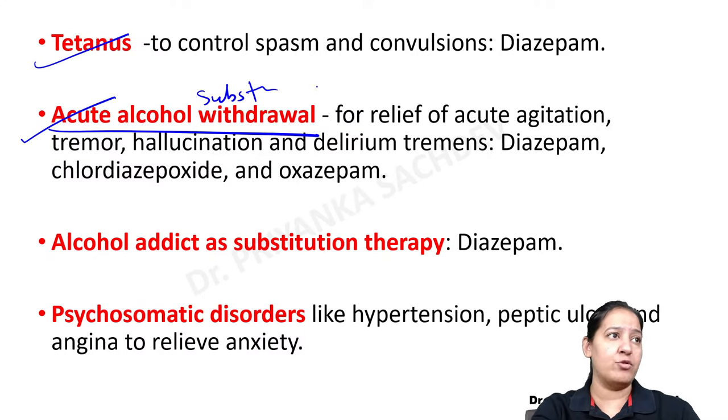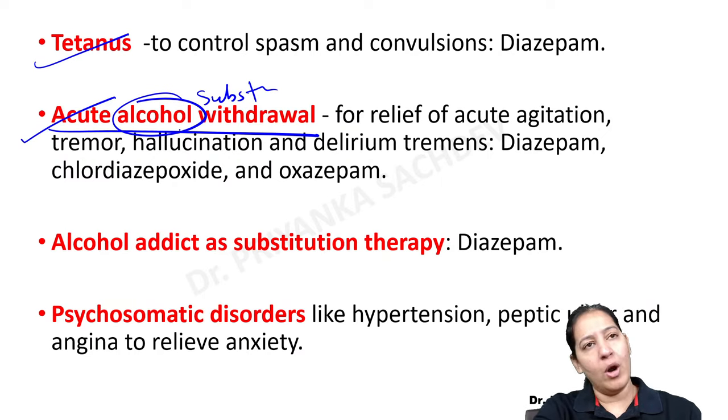Just in the last lecture, I have told you what is substitution therapy. Alcohol is a sedative. You want the alcohol to leave. In chronic alcoholism, you want the person to do the abstinence of alcohol.